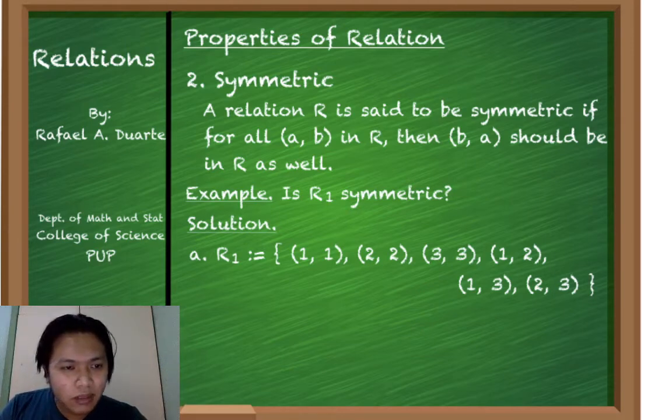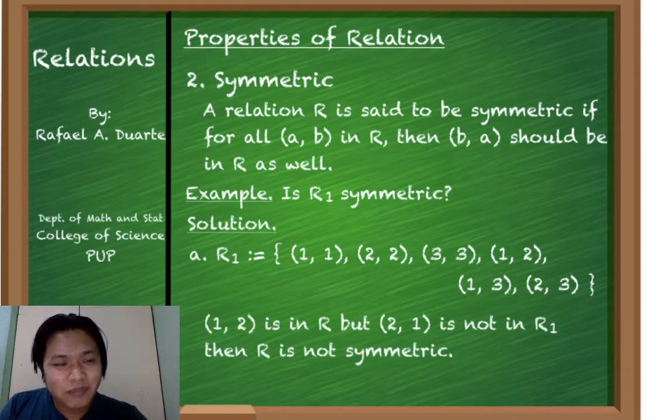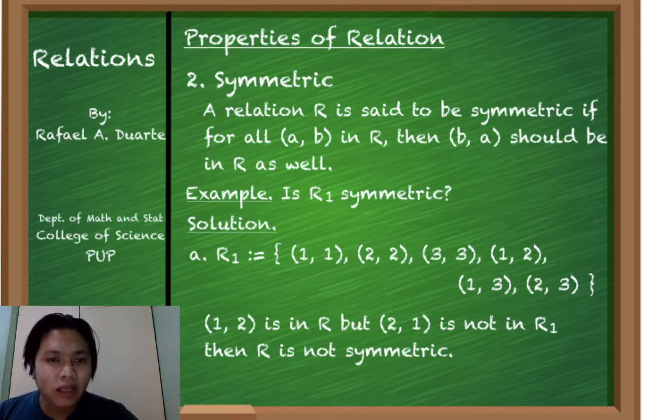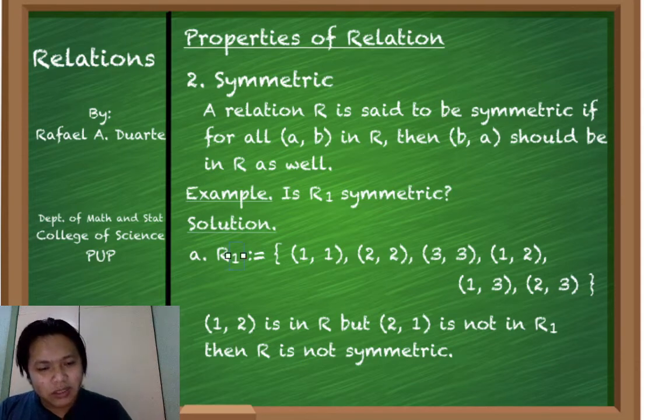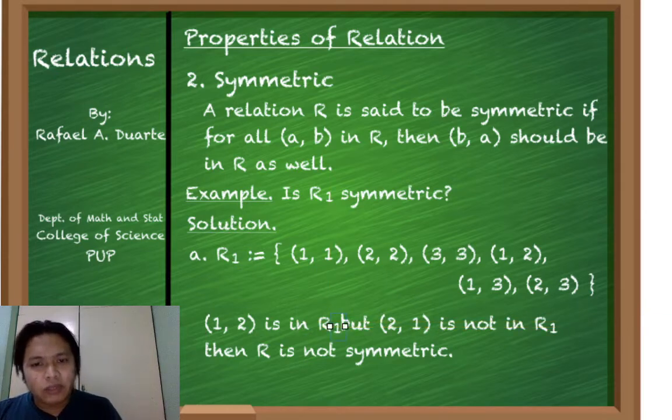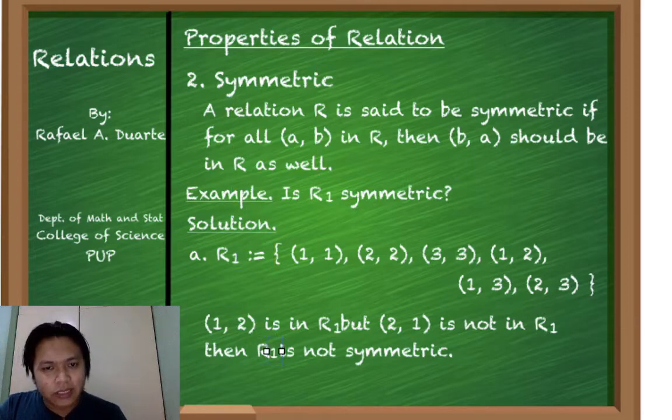Actually, ba't ayaw umandar ng PowerPoint ko? Ayan. Kahit isa lang doon sa mga elements ng relation mo, hindi mo makita ang kabaliktaran sa loob, it's not symmetric already. Okay? So, R1 is not symmetric. Parang kulang yung ano ko doon. Dapat (1, 2) is in R1 but (2, 1) is not in R1. So, therefore, R1 is not symmetric. Kulang yung aking sentence. Ayusin natin. Ayan, sige. Well, let's move on.